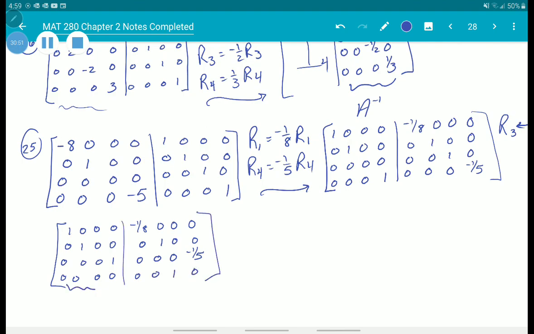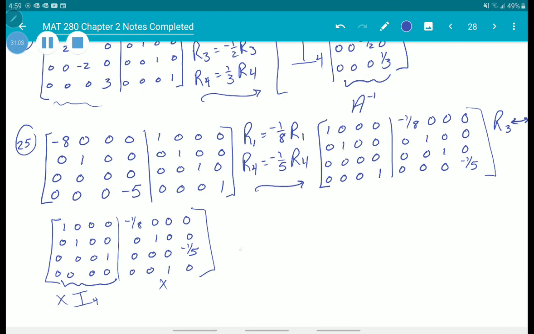There's no way I can turn this into the identity for a 4x4 because I'm missing a 1 in that third column. So what's going to happen is that this guy is not invertible, which means it's a singular matrix. So this guy just does not have an inverse for that matrix. And sometimes that will happen. You won't have an inverse for a matrix.